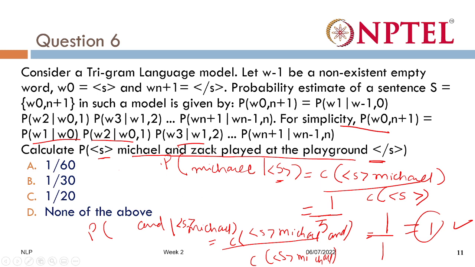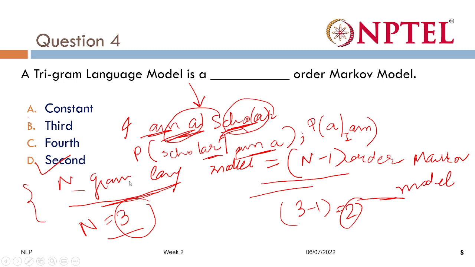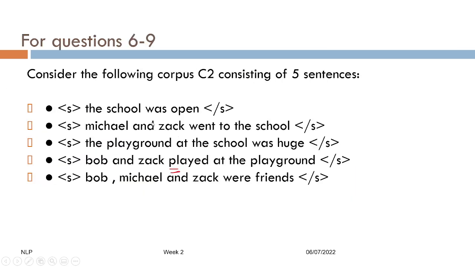Okay, so now we want to find the probability of occurrence of that given the previous two words. Why just the previous two words? We are considering the trigram language model. And here also, as I explained for the n-gram language model, we are just taking the previous two words, right? Why? Because it is a trigram language model.